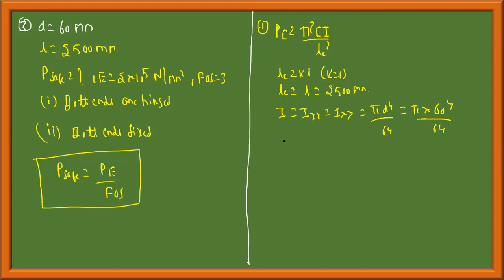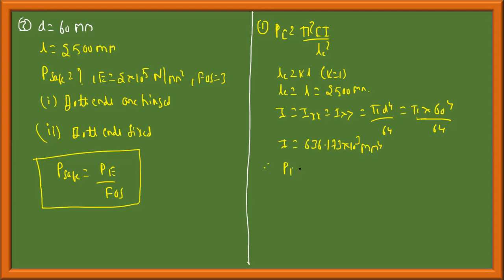Now tell me what is I. Okay, one of you tell me what is I. Pi into 60 power 4 by 64. How much? 636.17 into 10 raised to 3. Okay. 636.173 into 10 raised to power 3 mm power 4.